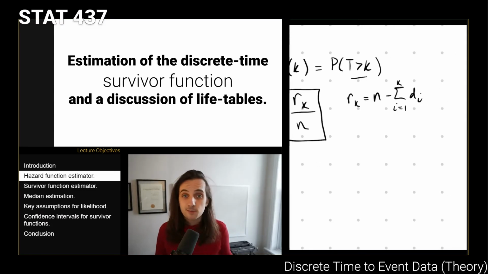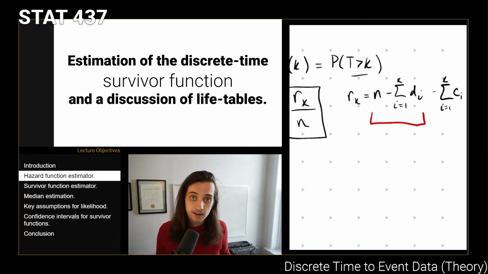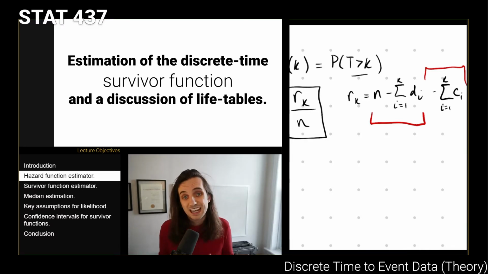But the other thing is we have some portion of people who are being censored, right? And so this is also going to be subtract off, i equals 1 up to k, and I'll just use c sub i to say the number of people who are being censored, right? Hopefully that's not too confusing because we're normally using c for censor times, but just to illustrate what the problem is here. If we only had this first component, if the only reason that r_k was less than n was because of the events that had happened, then this is a perfectly valid way of estimating that probability. However, because we do have these people being censored, that becomes this issue.